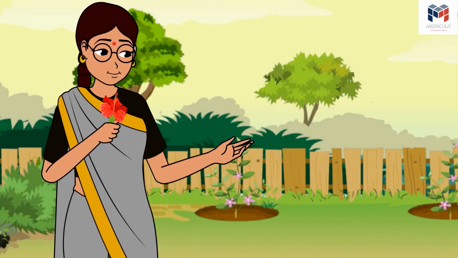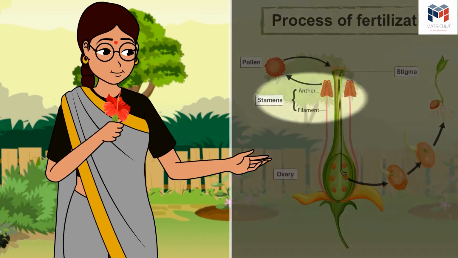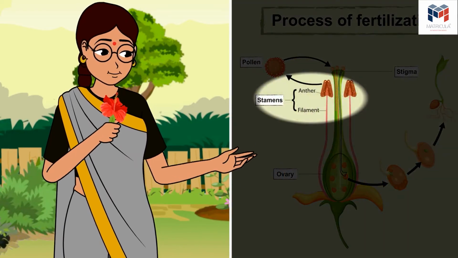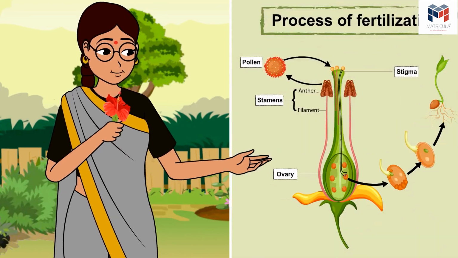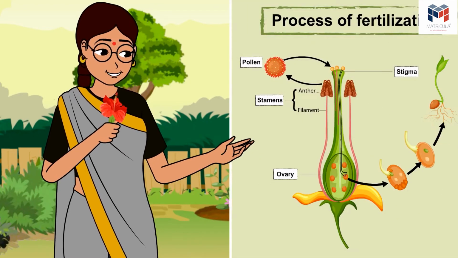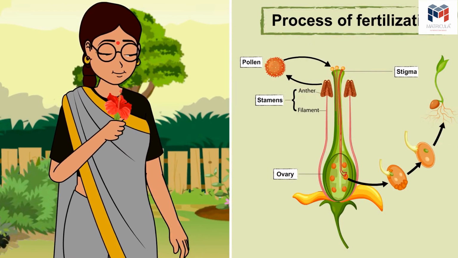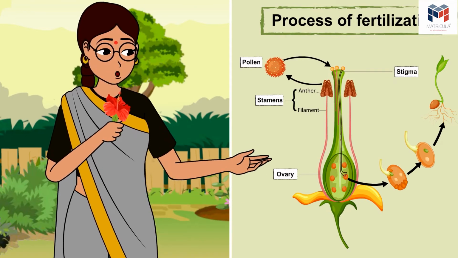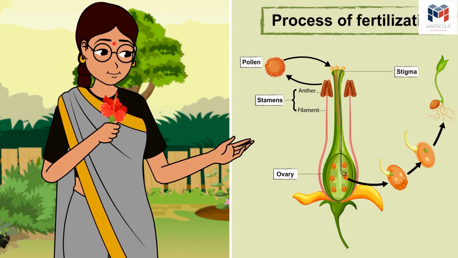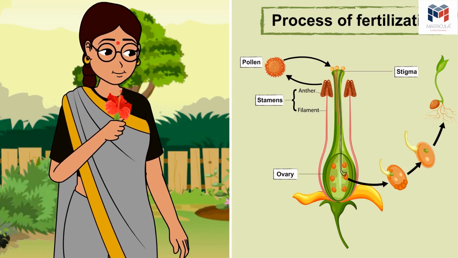Yes, sure, Meena. Come, let us all look at this flower. Look, this is the anther and this is the stigma. This here is the ovary. When the pollen reaches the stigma, it travels through a tube-like structure to the ovary. Here, the fertilization takes place. The ovary becomes the fruit and the other parts of the flower wither and fall off.